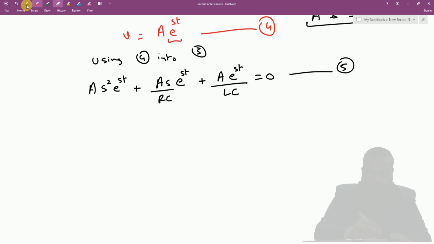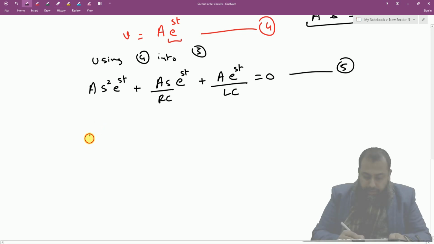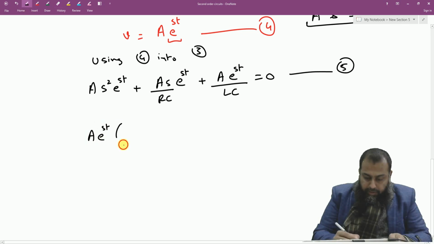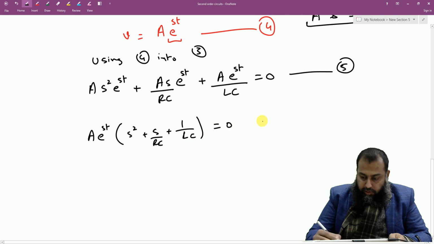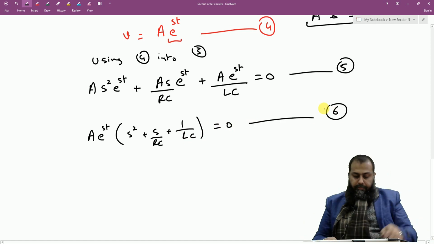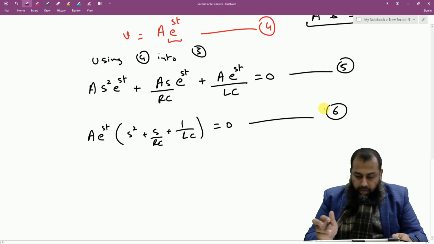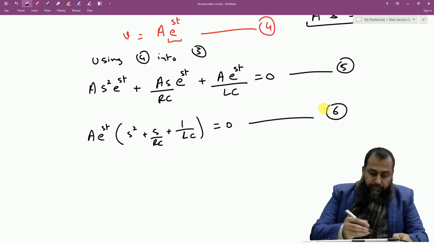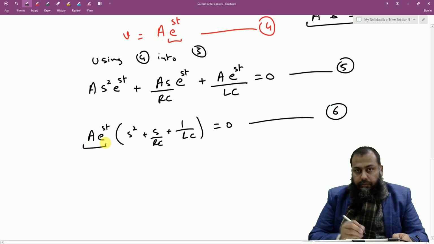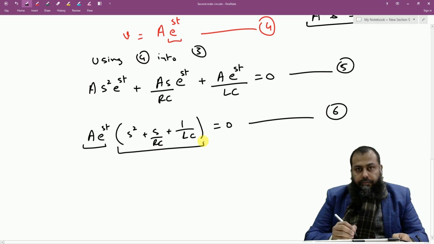Equation number 5 can be rewritten as A e raised to the power st times s squared plus s over RC plus 1 over LC, and that is equal to 0, and this is my equation number 6, right? Now there are two possibilities. If this equation is true, then either we have this part equal to 0 or we have this part equal to 0. Now let us examine this particular thing.